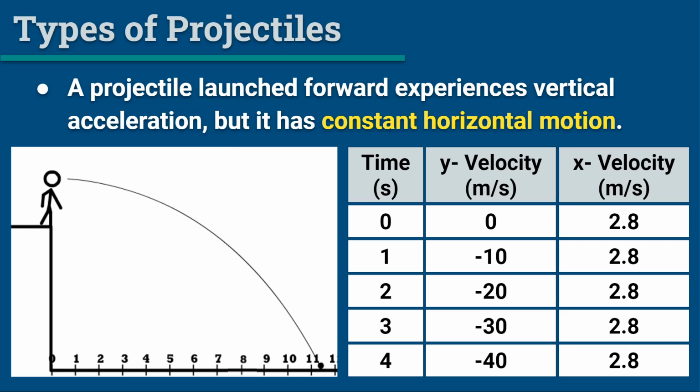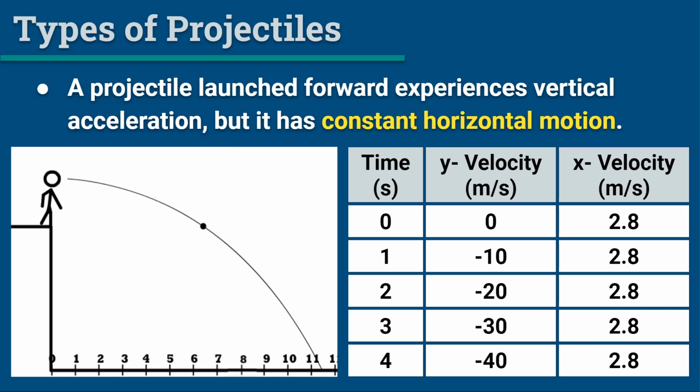Okay, and so you can make a table like this, which I would encourage you to maybe copy down so you have it as an example. But a projectile launched forward experiences vertical acceleration exactly the same way that the one dropped from rest did. Those numbers are the same, 0, -10, -20, -30, -40. But it also has constant horizontal motion. Okay, and so there's no forces acting horizontally, so there's nothing that would cause it to speed up or slow down. Remember, we don't have acceleration without that force. So that horizontal velocity will be constant.